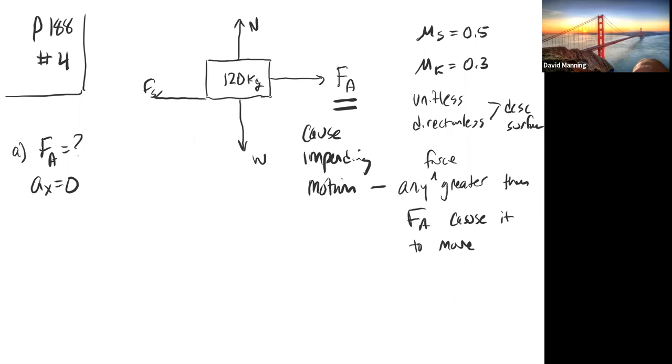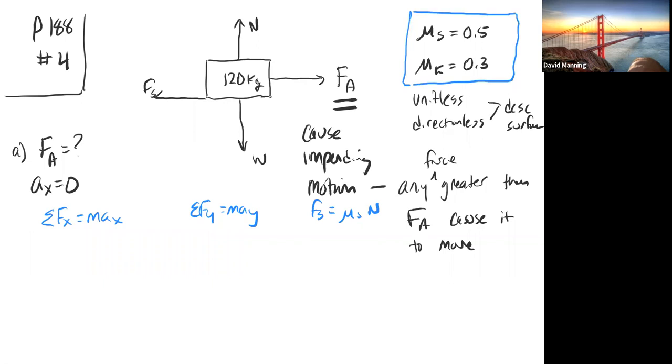To solve these problems, we use the three equations. Sum of the forces in the x equal max. Sum of the forces in the y equal may. And Fs equals mu s times n. Don't forget we found these values earlier. Our goal is to find FA, so let's go to our x equation. We say FA minus Fs equals 0, right? We know ax is 0. We have two forces, FA and Fs. We can see that FA is going to equal Fs. Anything greater than what Fs is causes it to move, and that makes sense.